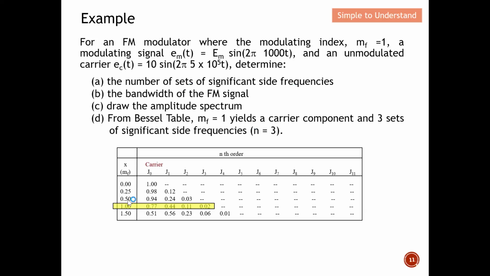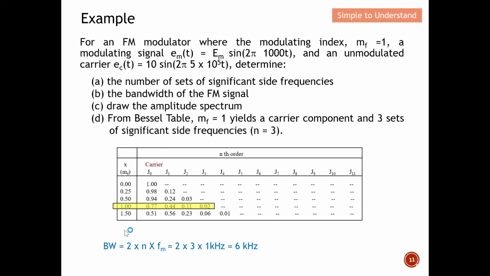Once I have the modulation index, I look into the Bessel function table. For 1, I will move all the way to the right until there's no more number. Then I move it up, and this tells me the number of sets of significant side frequency, which is 3.